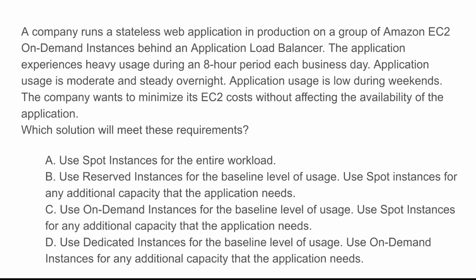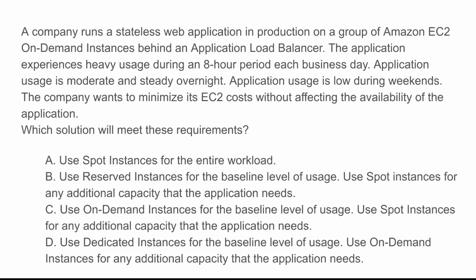Option D uses dedicated instances for baseline usage plus on-demand for extra capacity. Now, dedicated instances are costly and unnecessary, which does not optimize costs at all, so worst option here. So this shows us that option B is the best solution, a combination of reserved instances and spot instances.